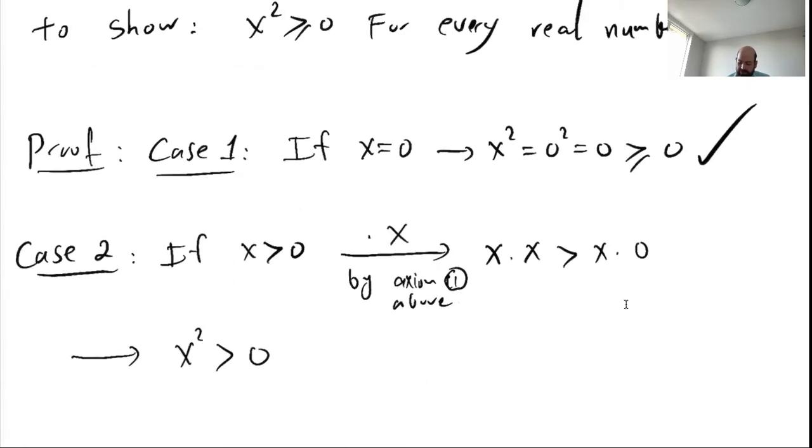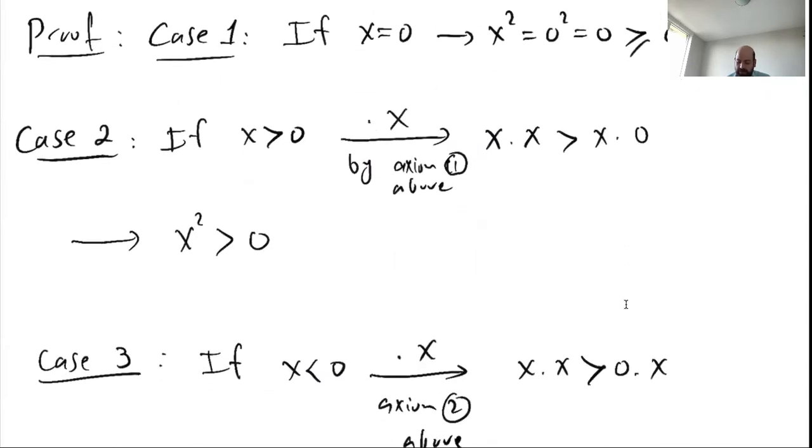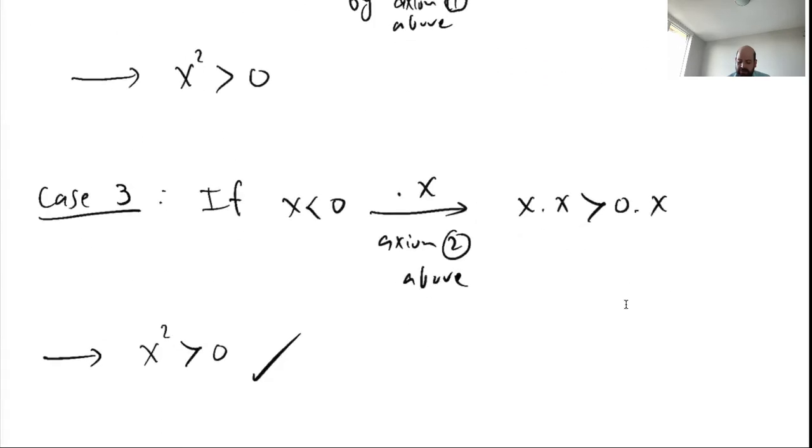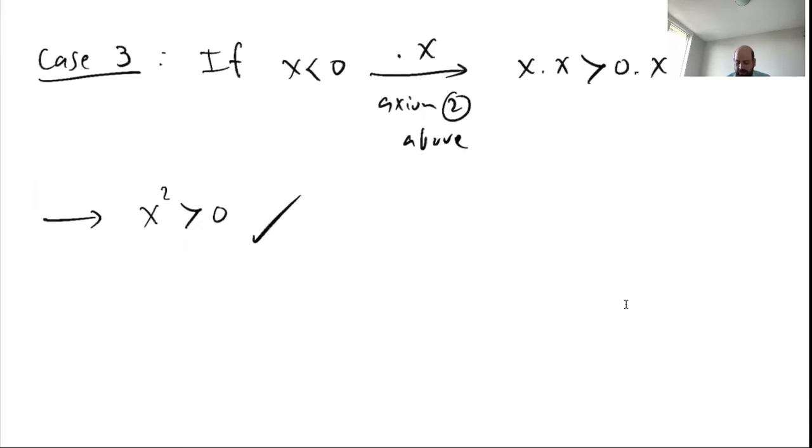See, so we said that in case 1, we proved x squared is bigger than or equal to 0, case 2, x squared bigger than 0, case 3, x squared bigger than 0. So in any case, x squared is bigger than or equal to 0 as desired.